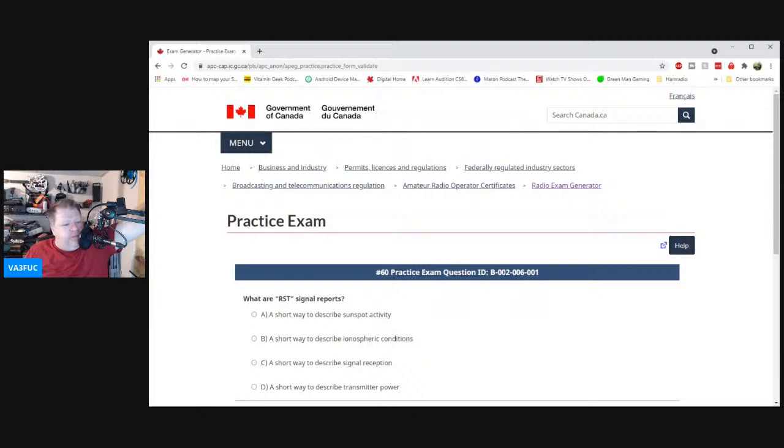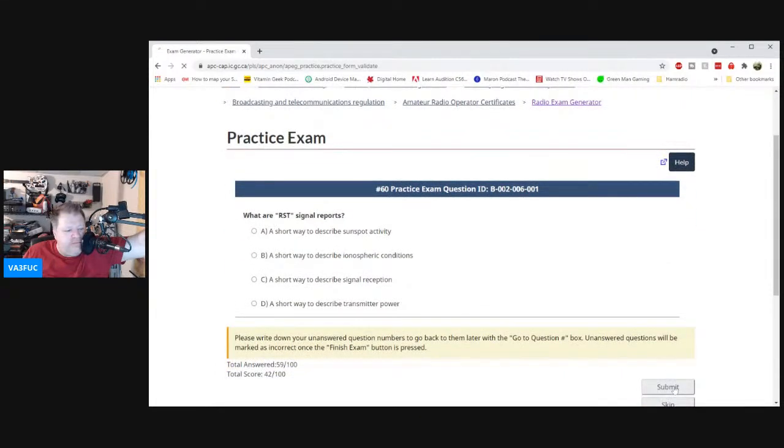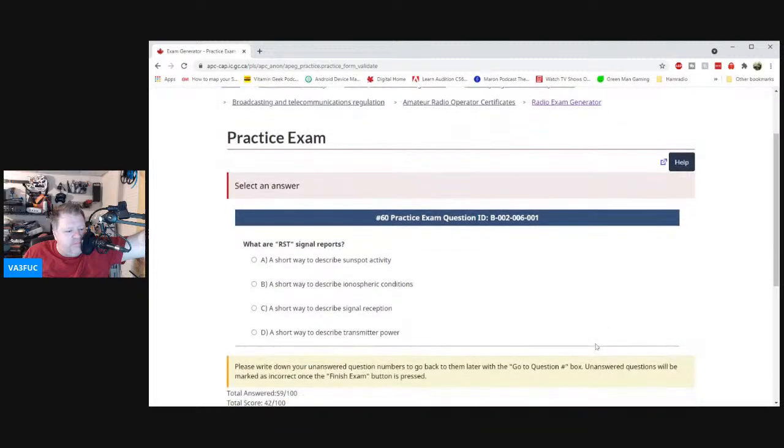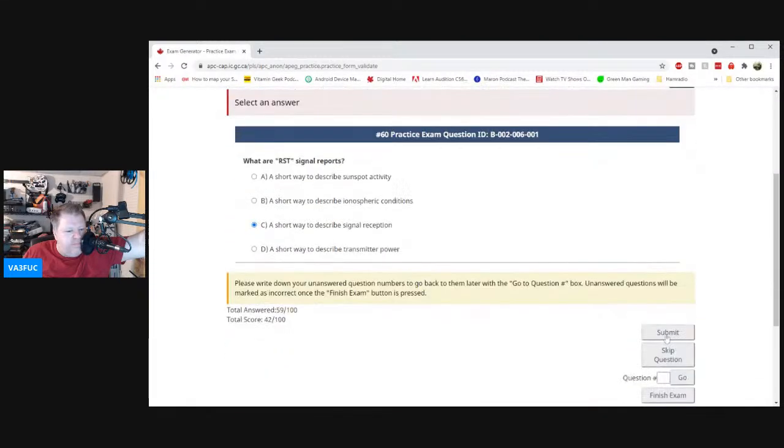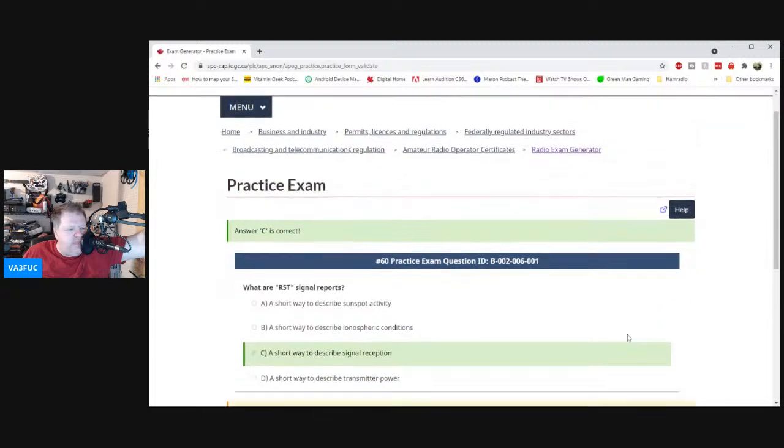60. What are RST signal reports? A short way to describe sunspot activity. A short way to describe ionospheric conditions. A short way to describe signal reception. A short way to describe transmission power. I believe an RST is signal report. Yeah.